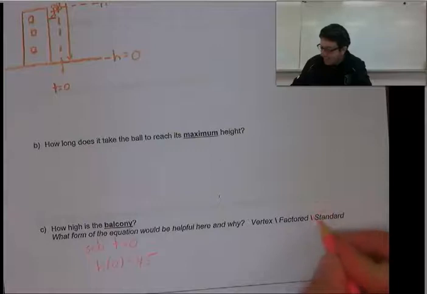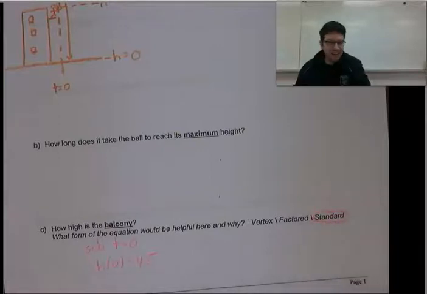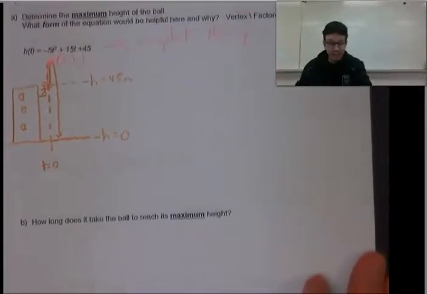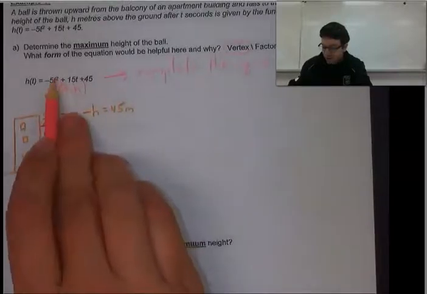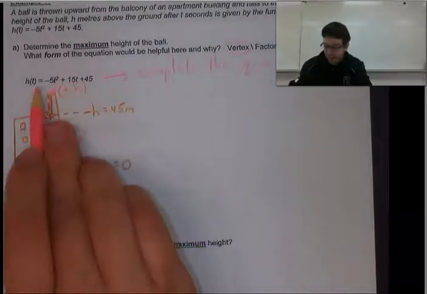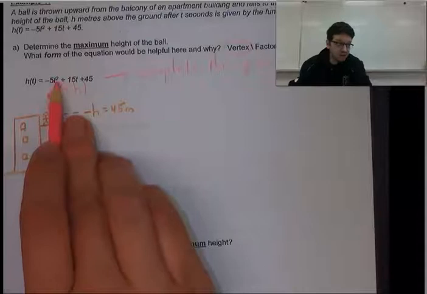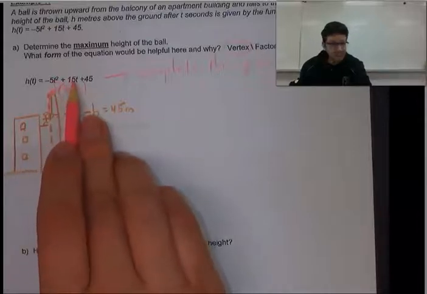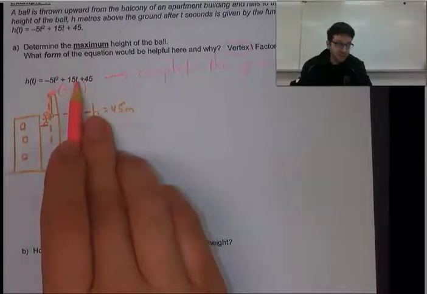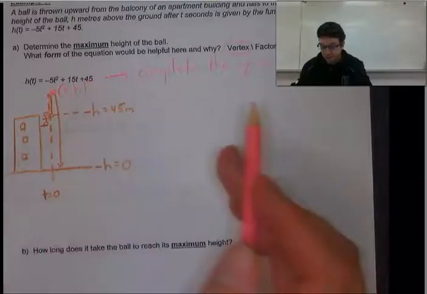That's really easy in standard form. You can do it in any form you want. But in the standard form, your first two terms just become 0. Right? Negative 5 times 0 squared is 0, plus 15 times 0 is 0, plus 45. So you're just left with 45.